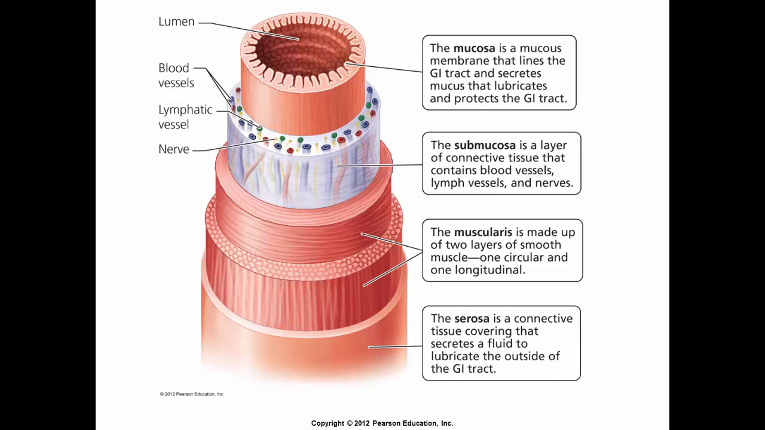And so this takes us through the layers that we just discussed. The lumen is just the opening through which food passes. The mucosa is the mucous membrane that secretes and lubricates the GI tract. The submucosa below it has the nerves and the blood vessels and lymph vessels. The muscularis is the muscular layer, and the serosa is the outer layer secreting the serous fluid and acting as a lubricant.